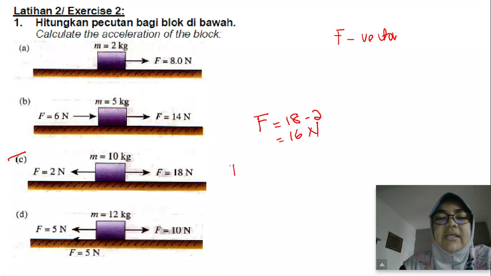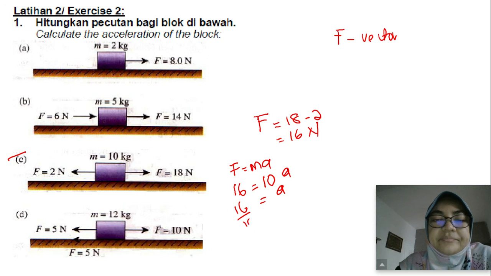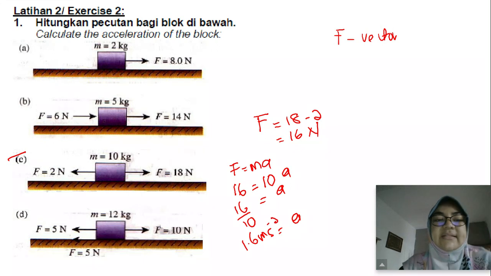Okay, and by using F equals ma, we can calculate the acceleration. F is 16, m is 10, so a is 16 divided by 10. a is 1.6 meter per second squared. Okay, so this is question C.